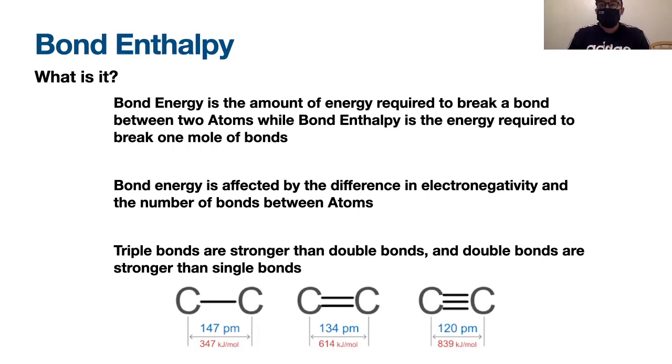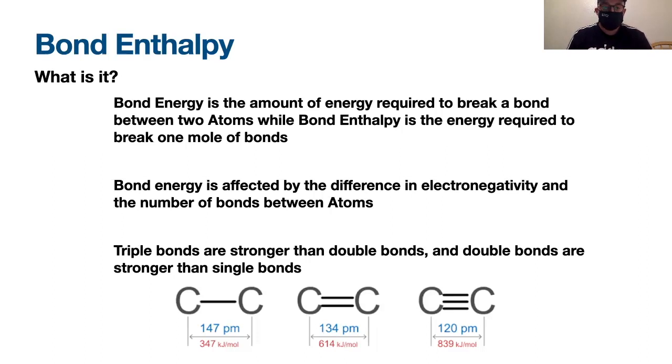So, like I was saying before, there are stronger bonds, there are weaker bonds. Bond energy is affected by the difference in electronegativity and the number of bonds between the atoms. Triple bonds, of course, are stronger than double bonds, and double bonds are stronger than single bonds. Down here at the bottom, we have an example of these carbon-carbon bonds.